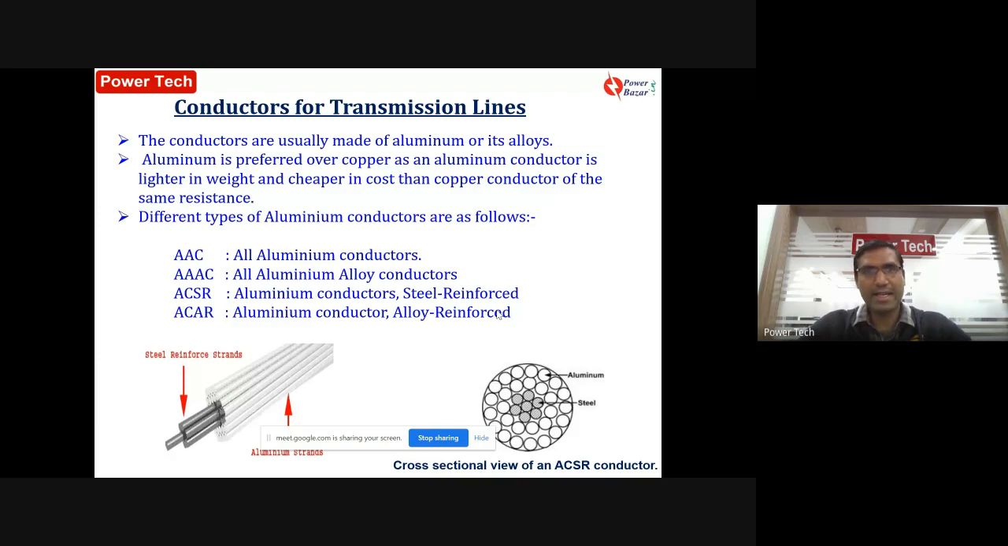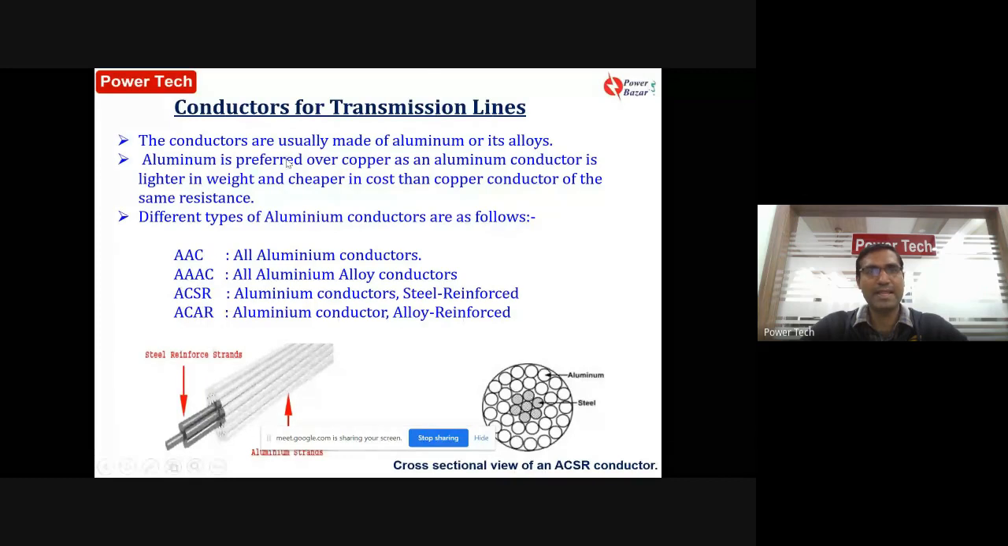So, different types of conductors are used in transmission lines. Earlier copper was used, but now aluminum and its alloys are being used. The main advantage of using aluminum is that it's lighter in weight and also cheaper in cost compared to the copper conductor for the same resistance. And these are the four types of aluminum conductor.